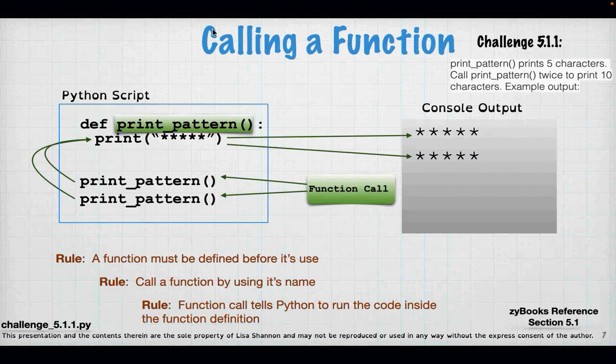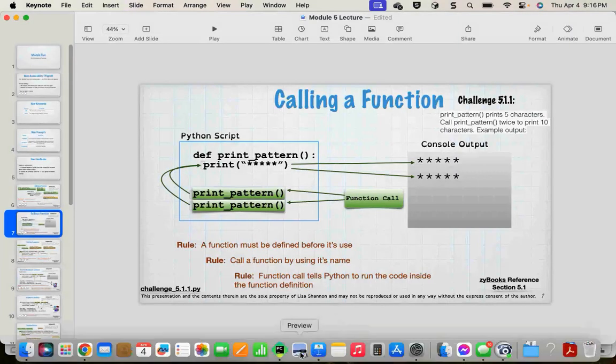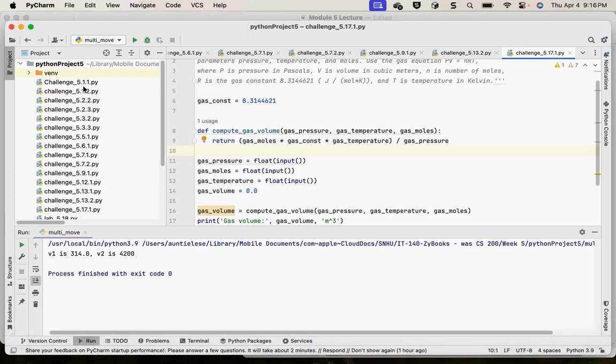Now, a couple of rules. A function has to be defined before it can be called. So, def print pattern has to be defined above where it's called, period. You call a function using its name, and a function call tells Python to run the code inside the function definition. So, let us go and just see what I mean.